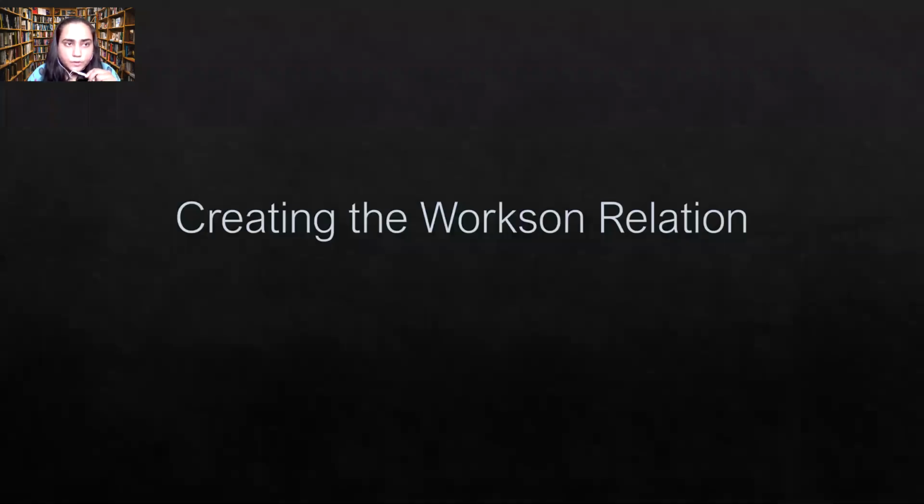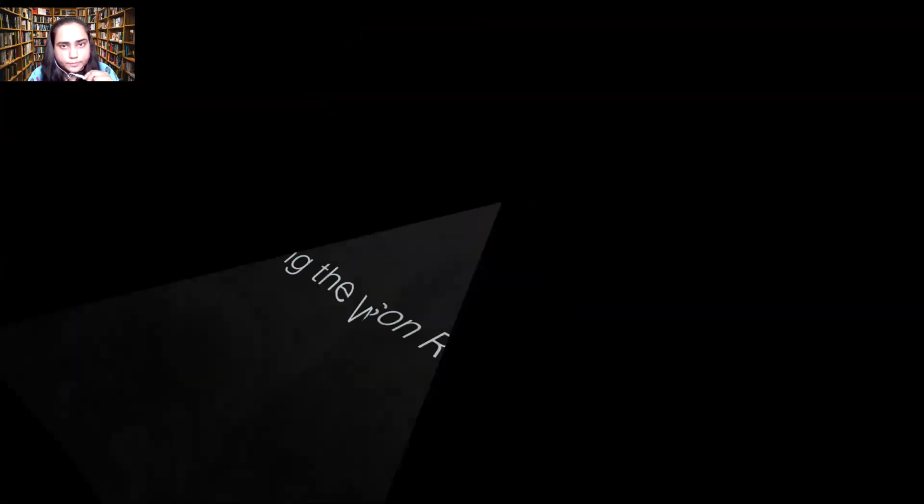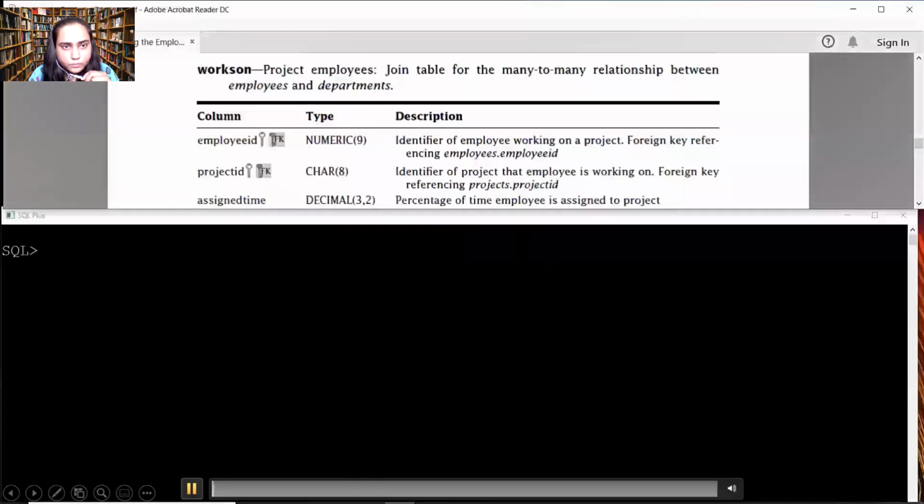Now let's go ahead and create the Workson relation. Now this is slightly different because you can see it has two primary keys. It has employee ID as a primary key and project ID also as a primary key. So it's a little bit different, and the way to create it is also a little bit different. And I'm going to first show you the type of error that you can get if you create it in the normal way by just writing primary key next to the data type. So let's look at that first.